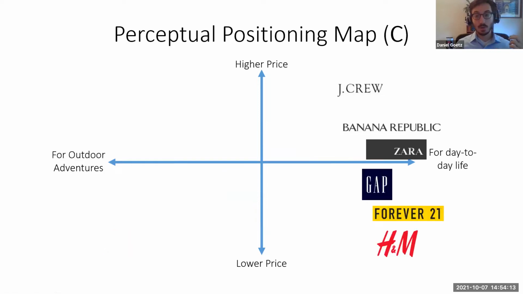So here's the next one. And we have high price to low price. And then on the x-axis, now we have sort of more for outdoor adventures and then day-to-day life. We can see most of these brands are kind of day-to-day life. So what's kind of not so great about this map? Yeah, the left side is kind of useless. So this doesn't highlight the differences. Yeah, there's no differentiation between the brands here. Exactly, we don't learn much.